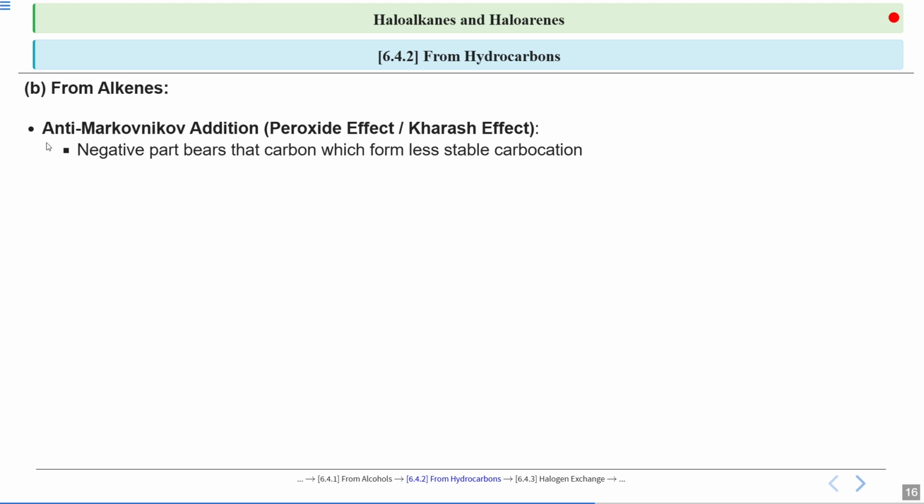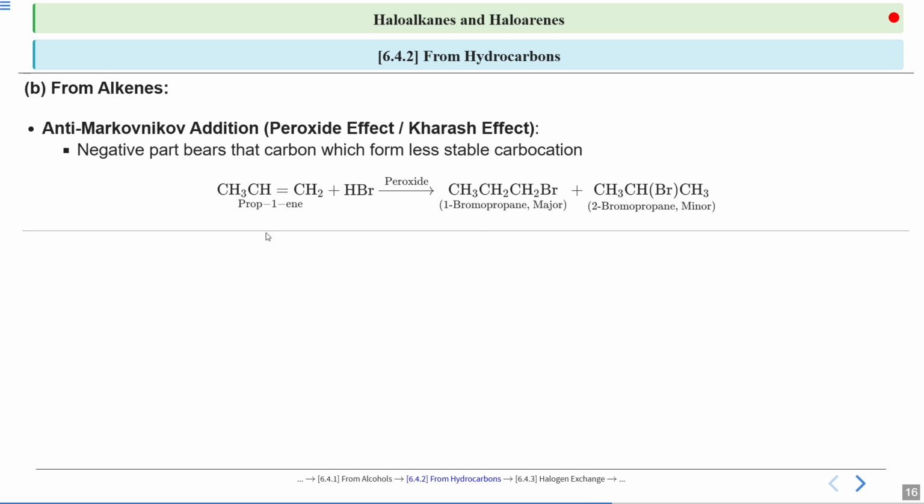That's why the name is anti-Markovnikov. Whatever the Markovnikov rule says, this is the opposite of that. The negative part or the halide part will go to the carbon which is forming the lesser stable carbocation. Or you can say the hydrogen will go where the double bond carbon is more substituted. Let's understand by looking at this reaction.